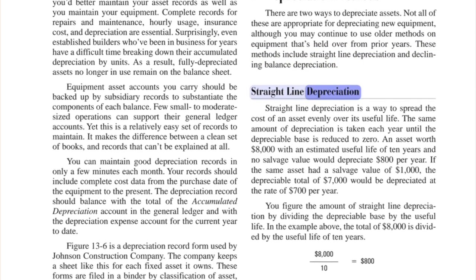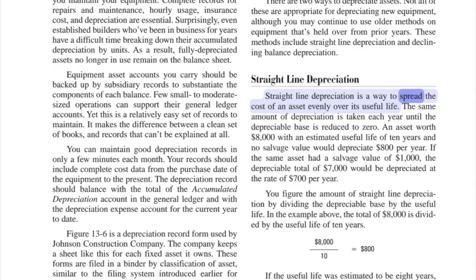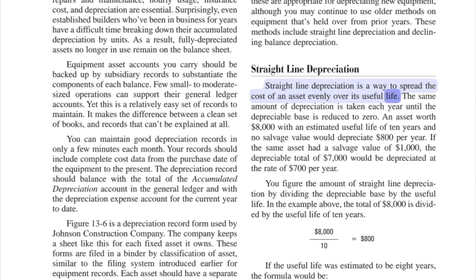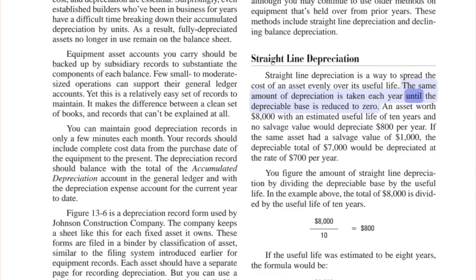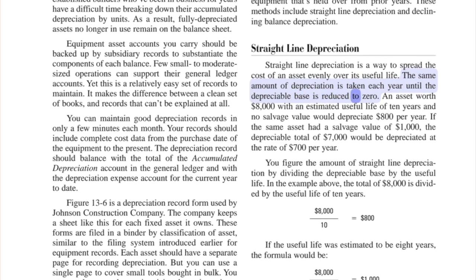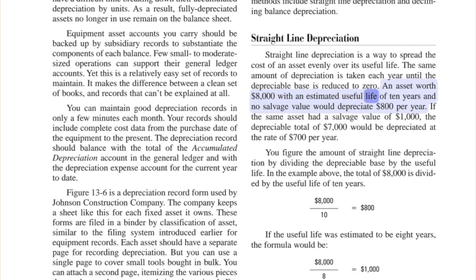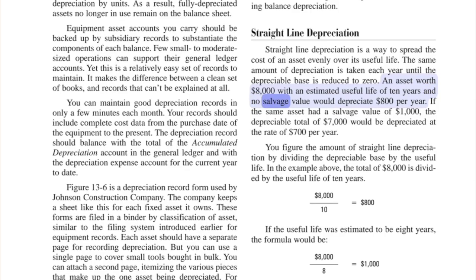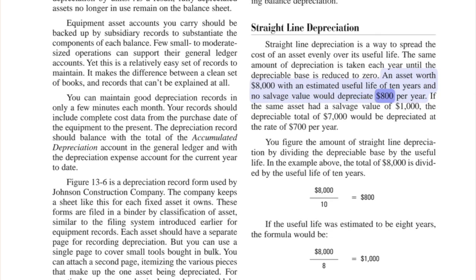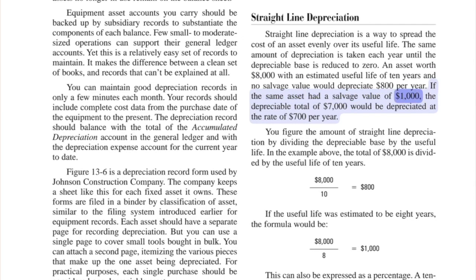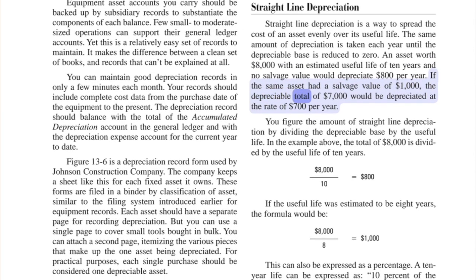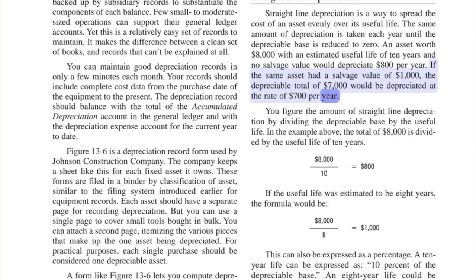Straight-line depreciation. Straight-line depreciation is a way to spread the cost of an asset evenly over its useful life. The same amount of depreciation is taken each year until the depreciable base is reduced to zero. An asset worth $8,000 with an estimated useful life of 10 years and no salvage value would depreciate $800 per year. If the same asset had a salvage value of $1,000, the depreciable total of $7,000 would be depreciated at the rate of $700 per year.